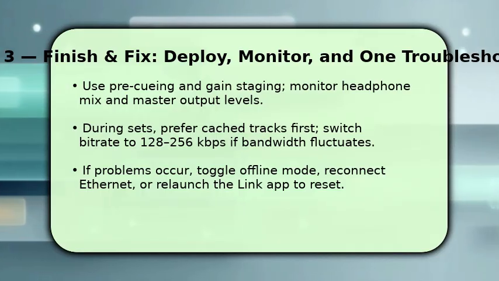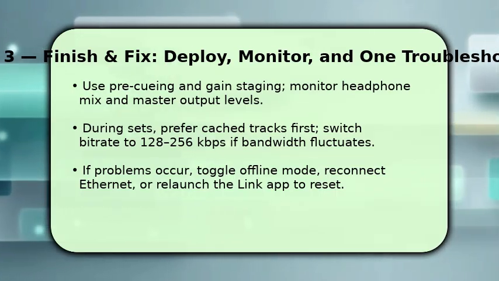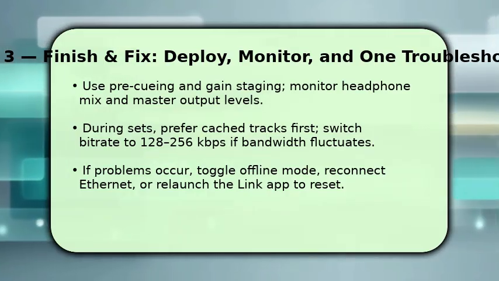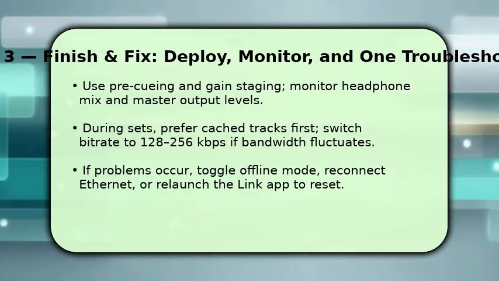If streaming degrades, immediately switch to offline mode or the locally cached copy, then reduce streaming bitrate to conserve bandwidth. Finally, if playback stalls, reconnect Ethernet, restart the Link integration, and reauthorize. That single troubleshooting step solves most live streaming failures.